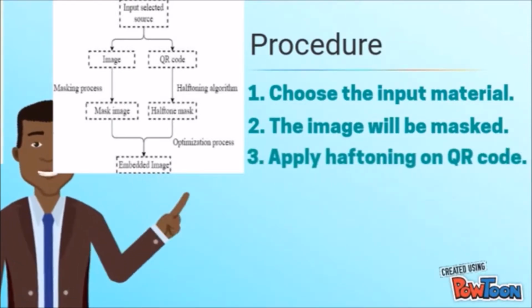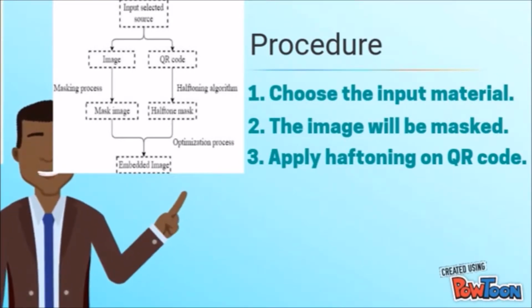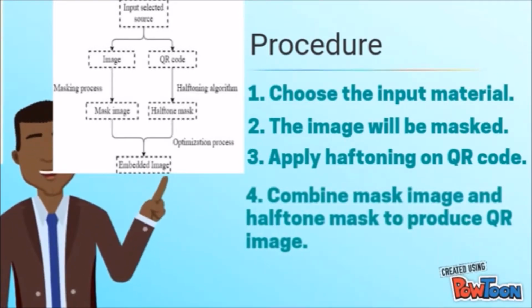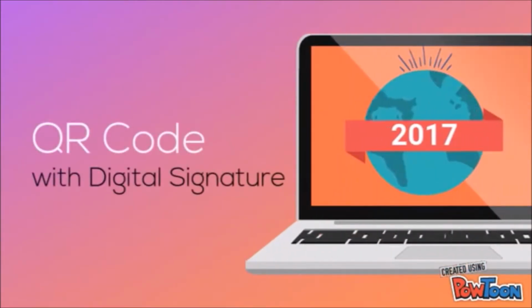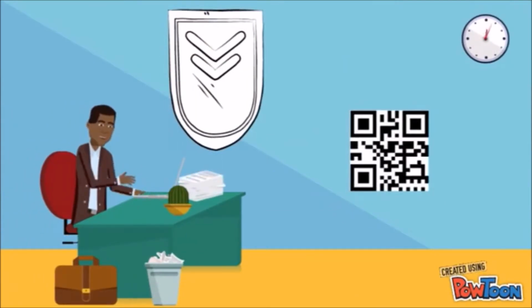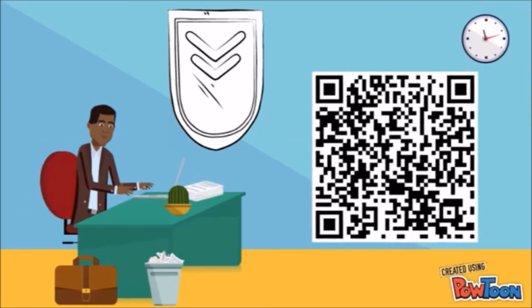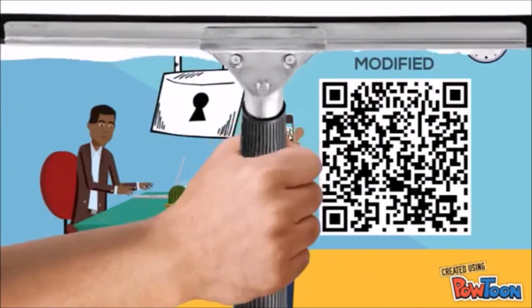After applying the half-tone technique, the mask of the color image and the half-tone mask is generated to further combine to be the QR image. QR code with digital signature. The security of QR code is improved in such a way that the QR code is modified and can only be authenticated using a built-in security feature.